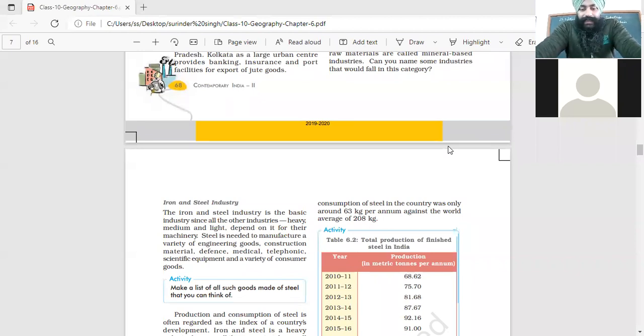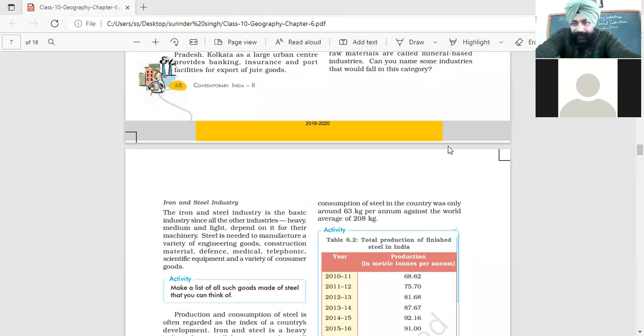The steel industry is classified not only as a basic industry, but also as a heavyweight industry, which requires raw material in larger quantities, bulky in nature. The factor responsible for a country's development is the production and consumption of steel in that country. India ranks fourth among the world's crude steel producers.